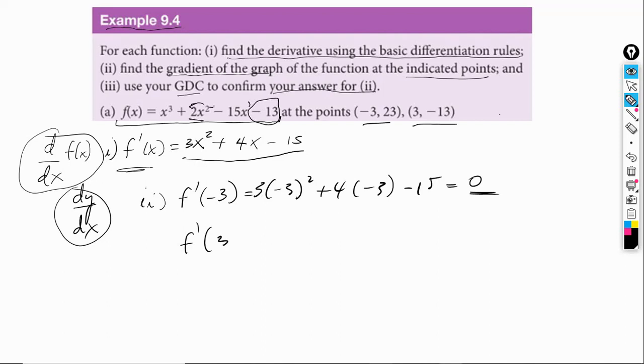How about at x equals 3? So the same thing, plug it into the derivative of the function, and we get 3 times 3 squared plus 4 times 3 minus 15, and this gives us 24. So that means that at x equals 3, the gradient is 24. So I'm going to show you how to verify that using the graphing calculator. So let's bring up the graphing calculator.